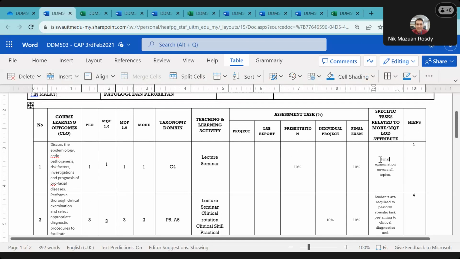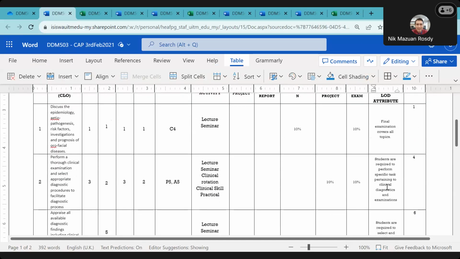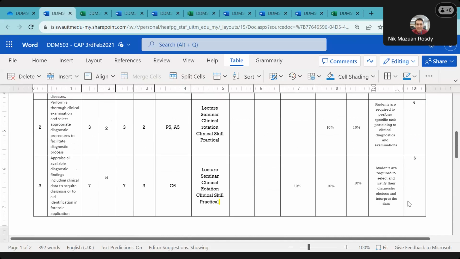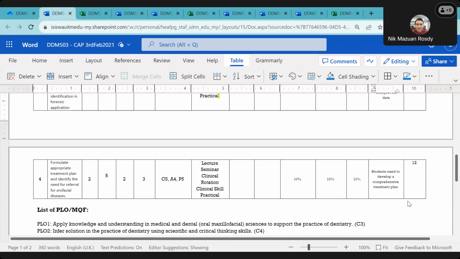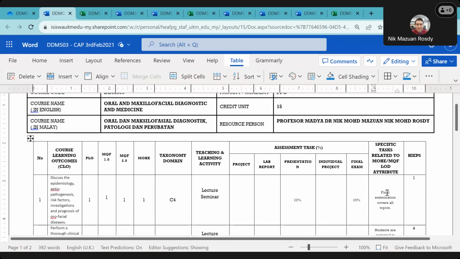I just put final examination, covers all topics. Students are required to perform specific tasks pertaining to clinical diagnostic and examination. You know, very, very vague. Tak adalah macam spesifik sangat. Okay. Sebenarnya dia nak tahu task yang very specific. Tapi kita orang tak boleh nak senaraikan tu because our code dia buat ni untuk semua khusus, tapi untuk dentistry medical susah kita nak ikut cara dia orang ni. Okay, so that is about the caps tadi.